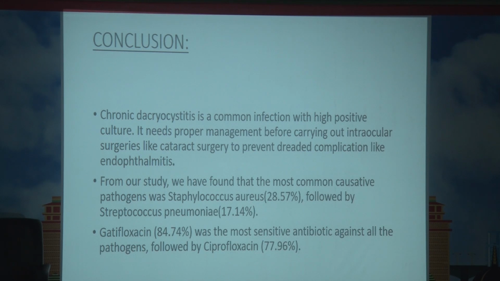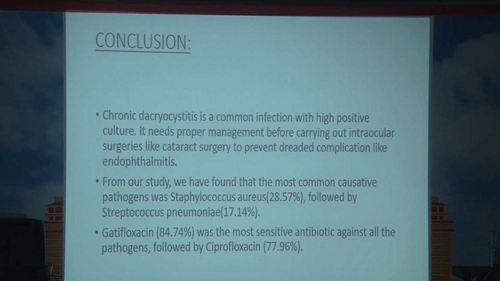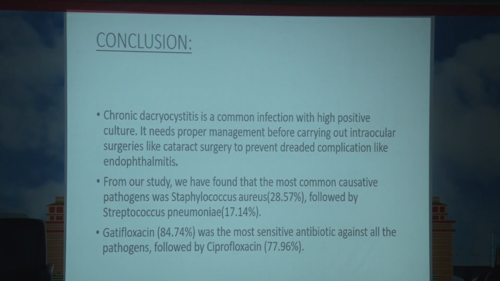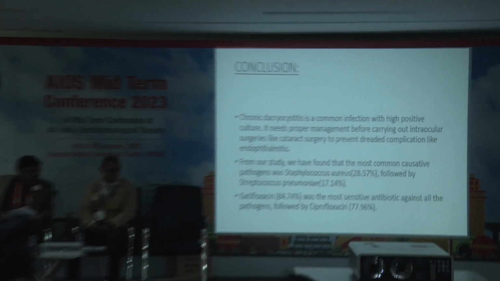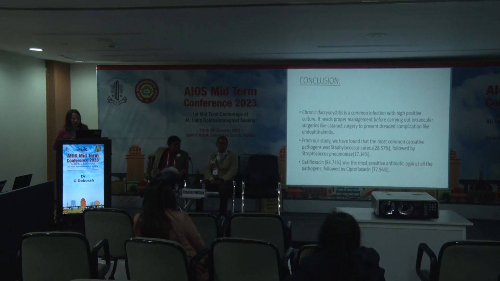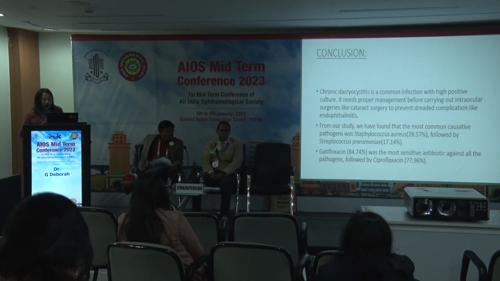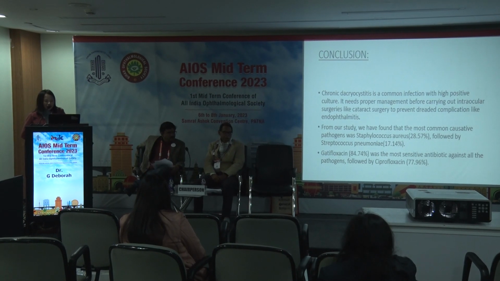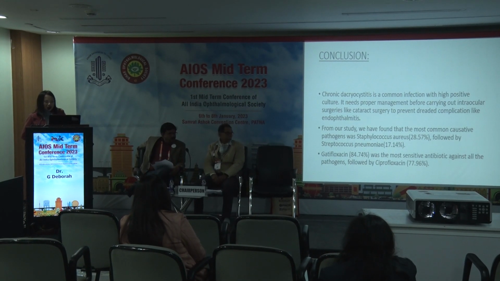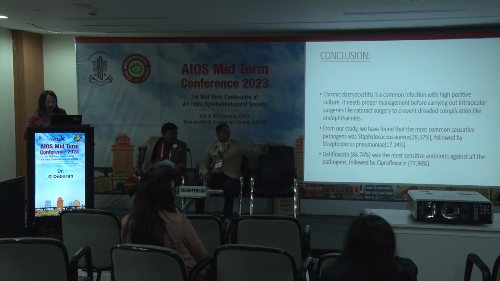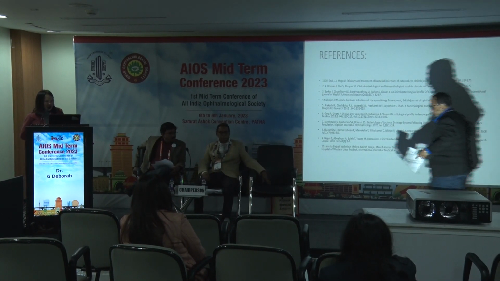So coming to the conclusion, chronic dacryocystitis is a common infection with high positive culture, which needs proper management. Sorry, sir. Please conclude, you have exceeded the time. So before carrying out intraocular surgeries like cataract surgery, to prevent dreaded complications like endophthalmitis, from our study we found that Staph aureus was the most common pathogen, and gefloxacin was the most sensitive antibiotic against all pathogens isolated. These are my references. Thank you all.